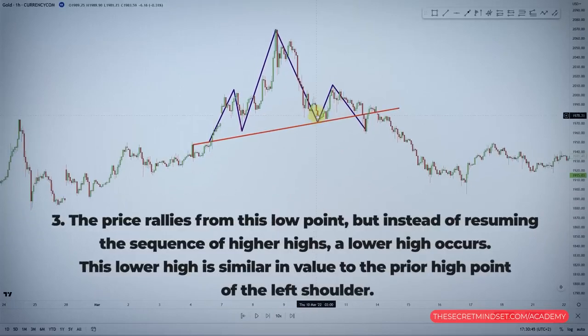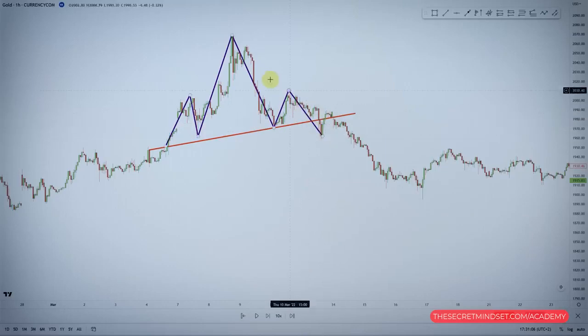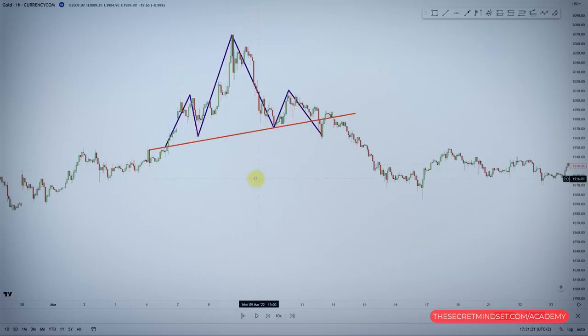The price rallies from this low point, but instead of resuming the sequence of higher highs, a lower high occurs. Often, this lower high is similar in value to the prior high point on the left shoulder. Then the price slides back to the previous low for a third time, forming the right shoulder. The pattern of highs within the head and shoulders are high, higher high, and lower high. The three lows should be similar in value and represent an area of horizontal support. This is known as the neckline of the pattern.